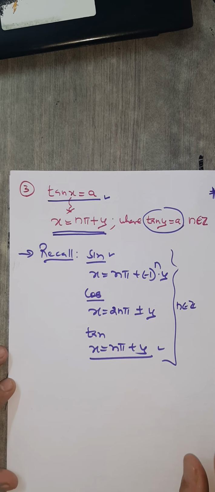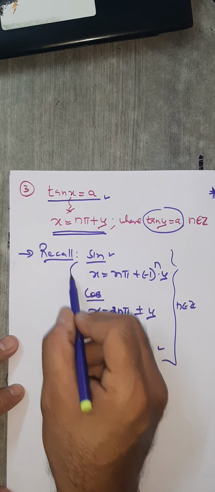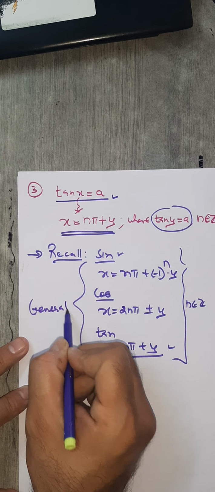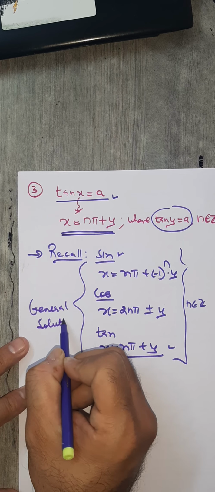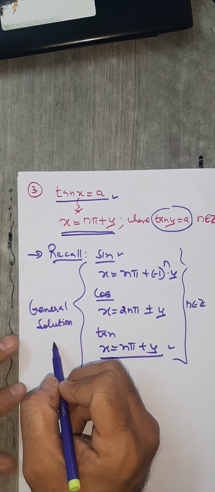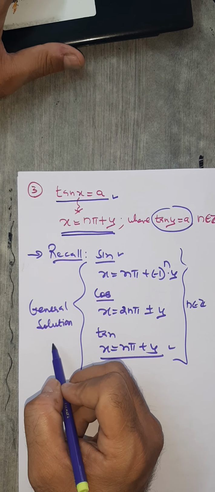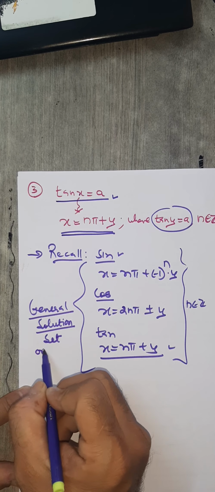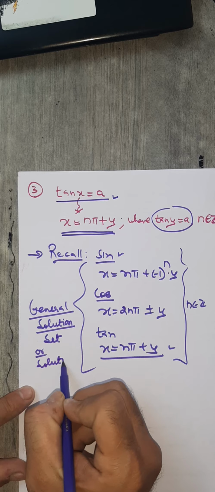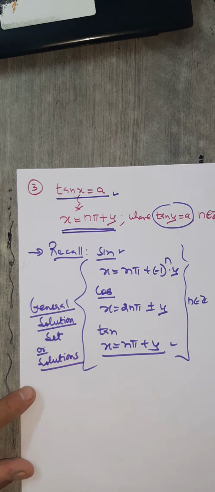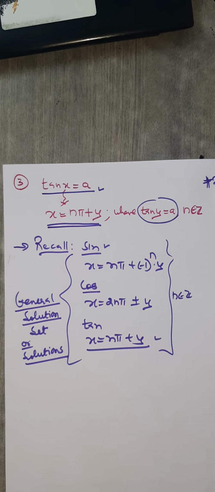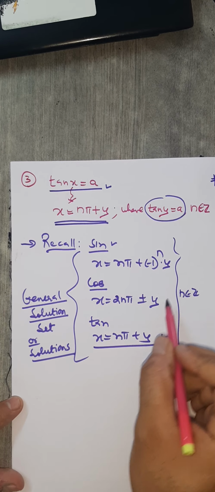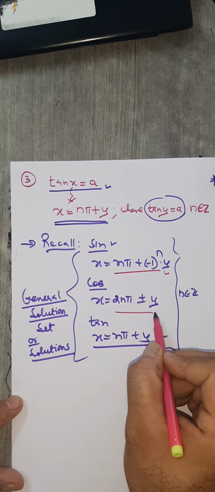You need to remember. These are called general solutions sometimes. General solution sets. So the general solution set would be this, in the form of n here.